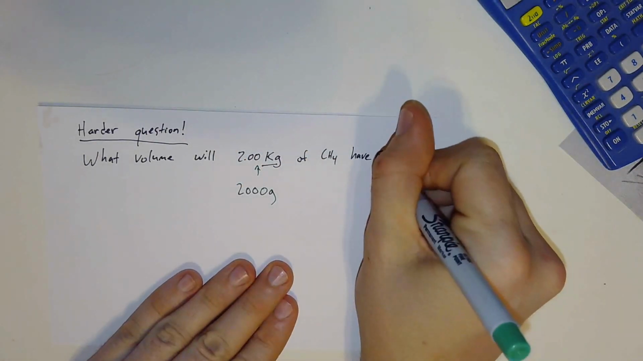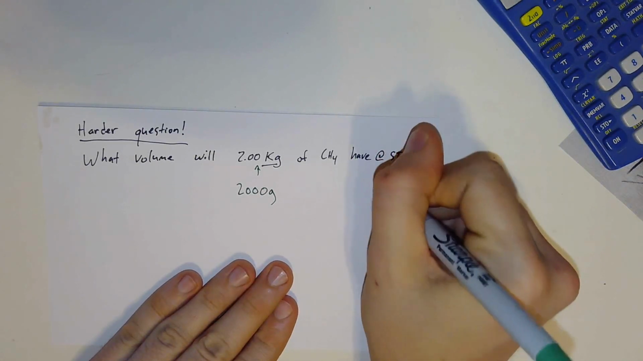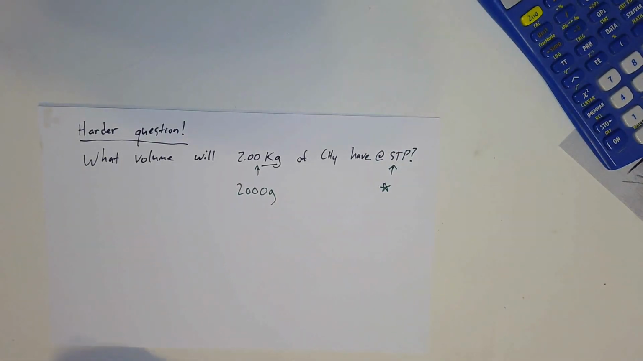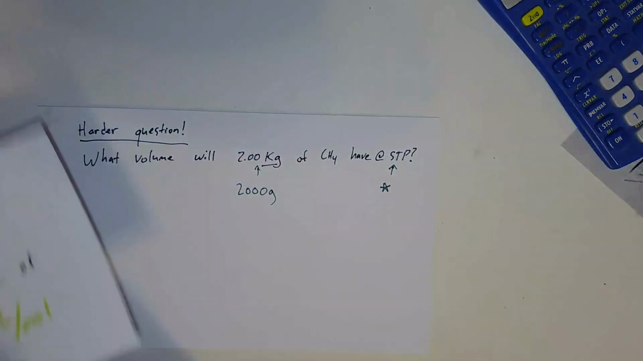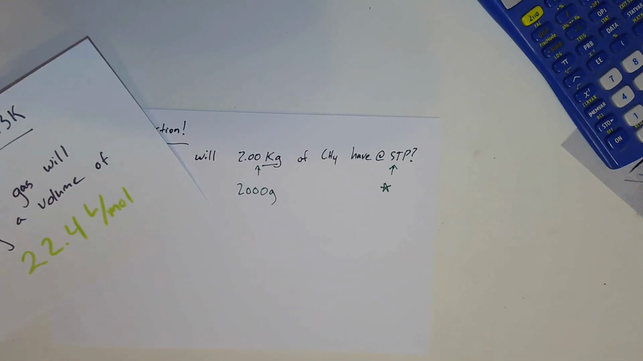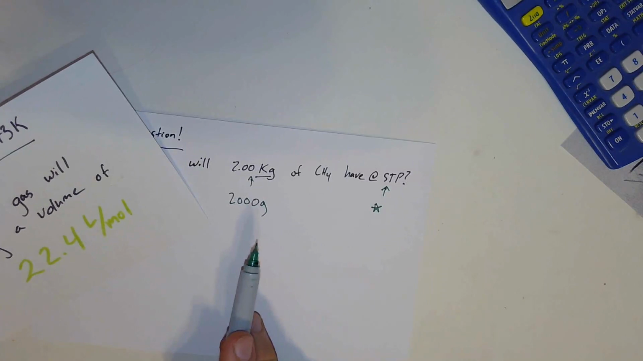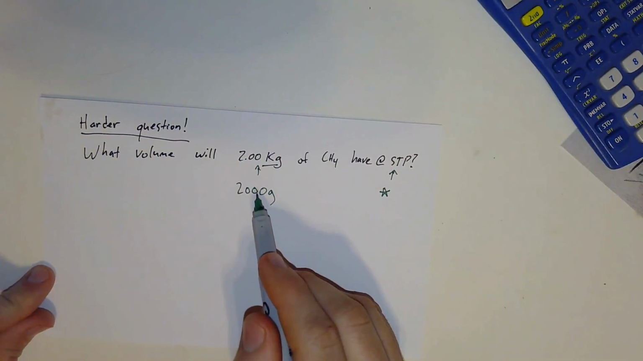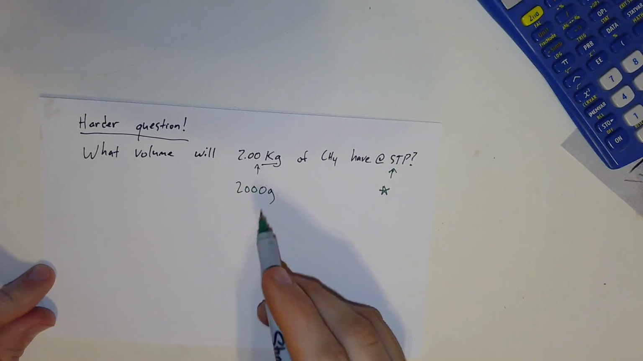And STP, that's a key word for us. We really need to notice that. Okay, so I know that I have 22.4 liters per mole, but I don't have moles here. I have grams, so I need to turn this into moles.